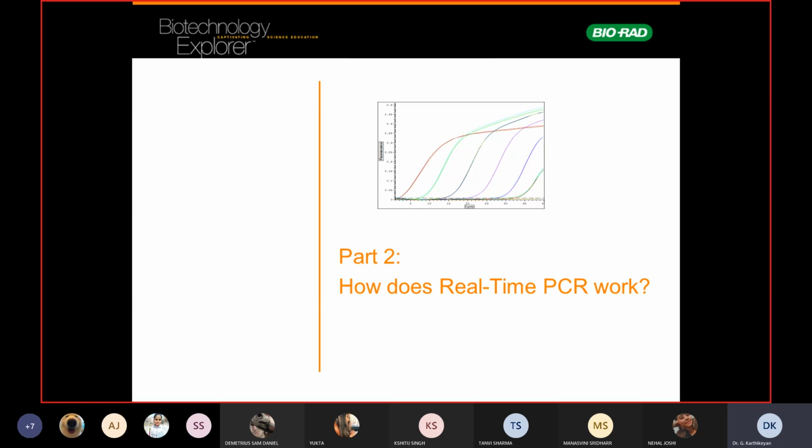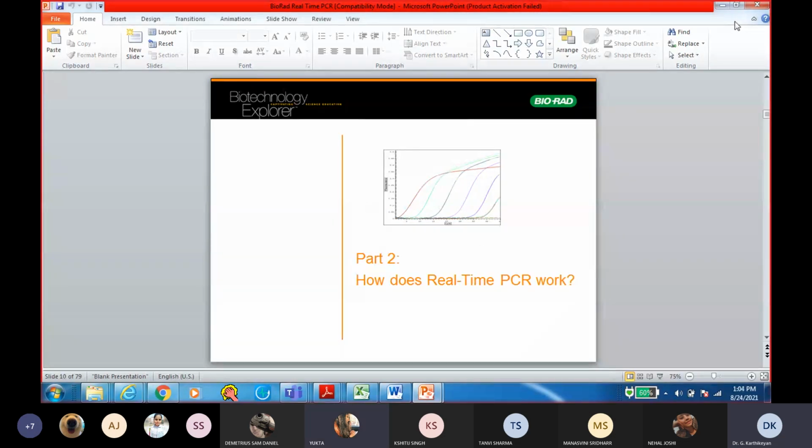Any questions? So, what other areas where PCR can be used? Any idea? Where all can we use PCR?